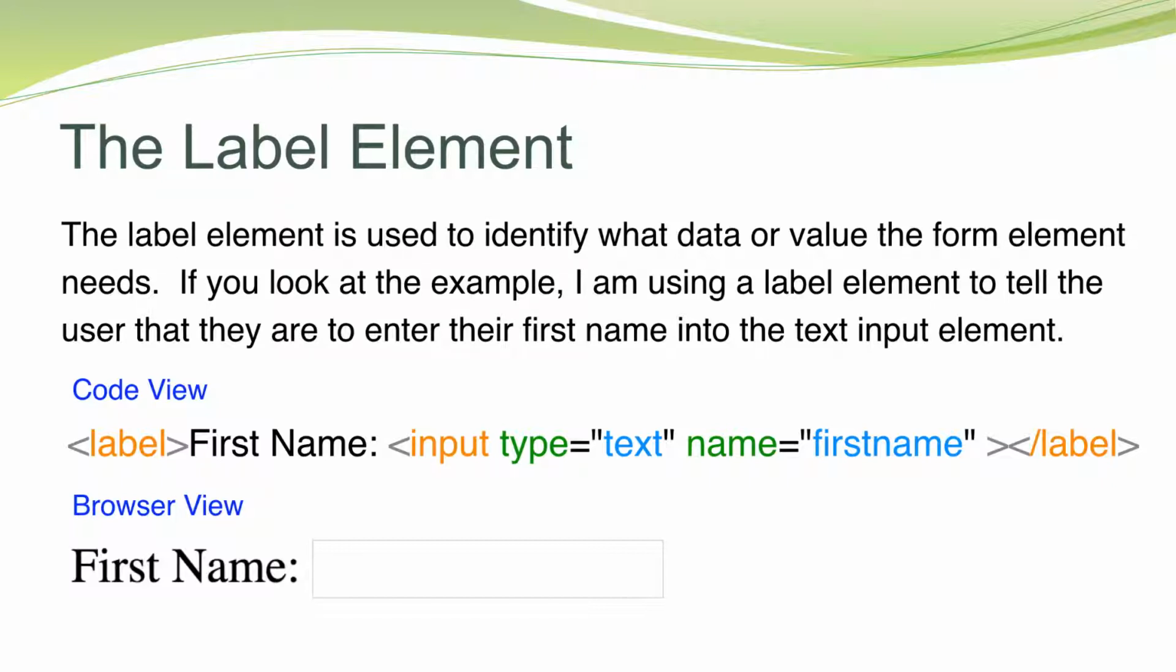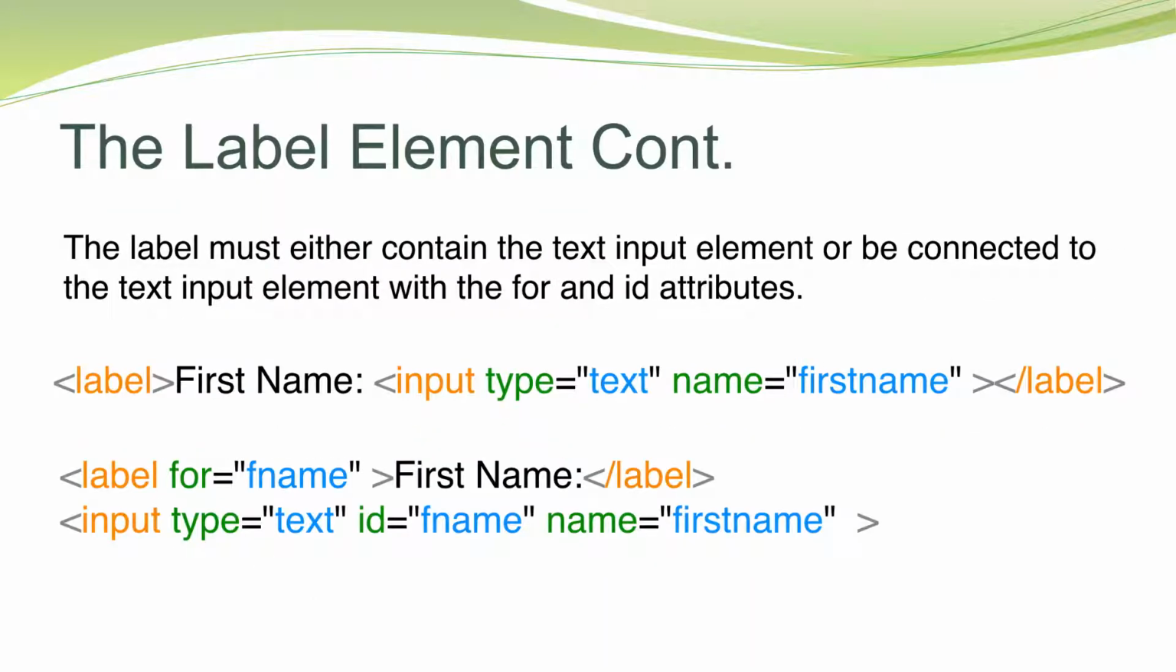The next two elements we will discuss are the label and text input elements. The label element is used to identify what data or value the form element needs. If you look at the example, I am using a label element to tell the user that they are to enter their first name into the text input element. The label must either contain the element or be connected to the element with the for and ID attributes. The for attribute is attached to the label, and the value of the attribute will be the same as the value of the ID attribute attached to the text input element.